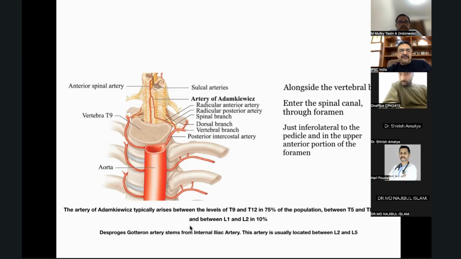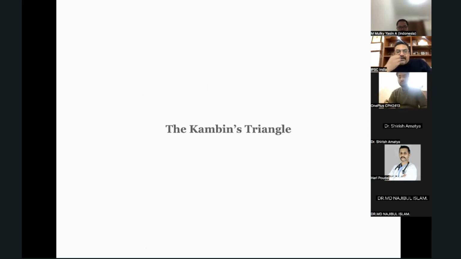There's another artery which is called the Gordon artery. It stems from the internal iliac artery, and this artery may be located between L2 and L5. Very rarely we see this artery. When I was searching this literature, that time I found this artery. I never heard about this artery. Most of the time it is located on the left side.